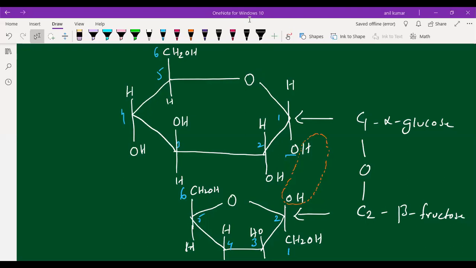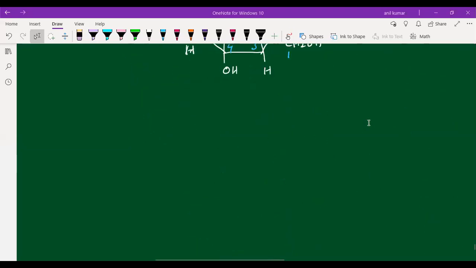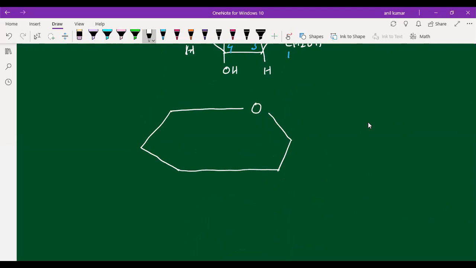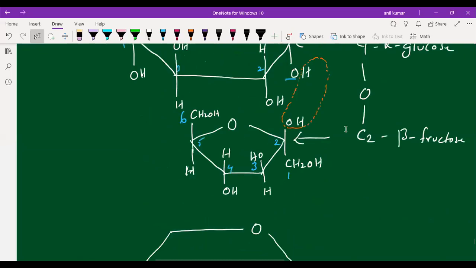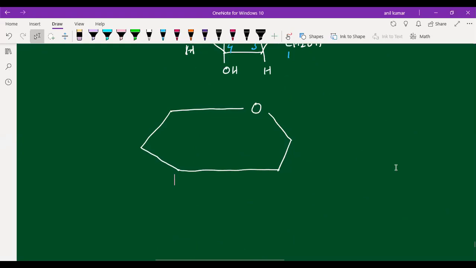Wait, students, I will draw a structure now. Still some students are messaging in the chat box. Okay, students, now I will draw a structure. So first, we draw a structure like this. How to draw the sucrose structure, I am showing to you. Next, draw a structure like this.